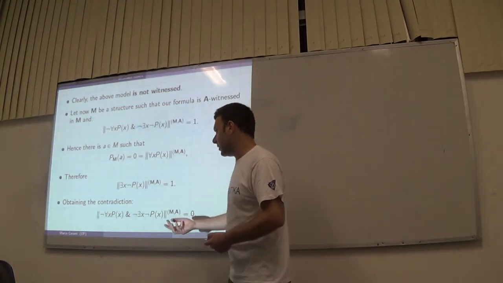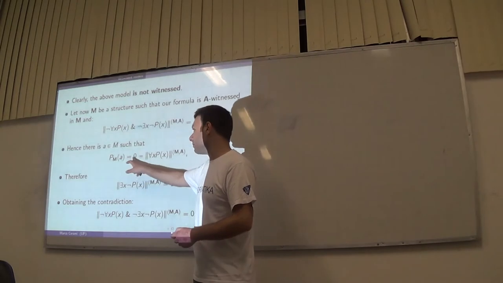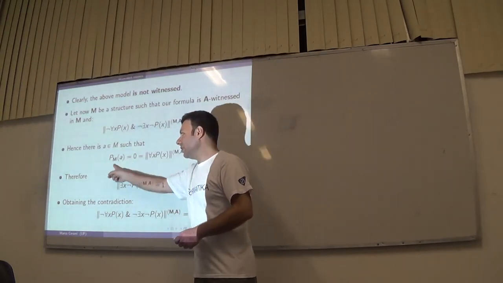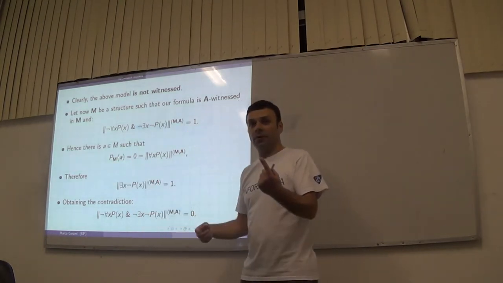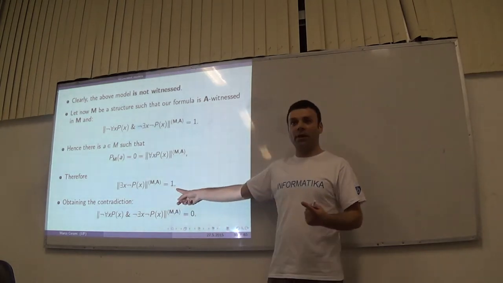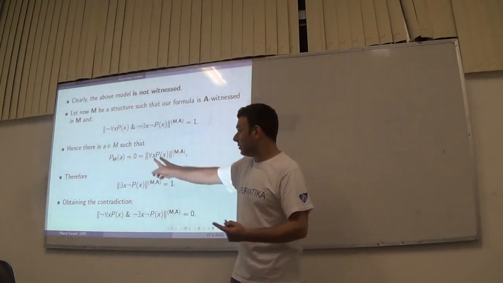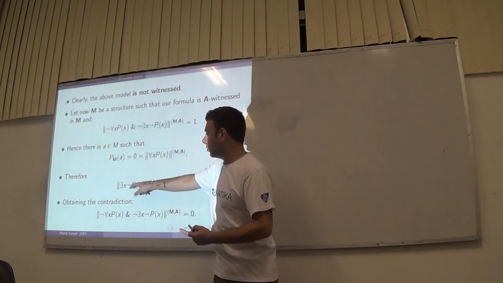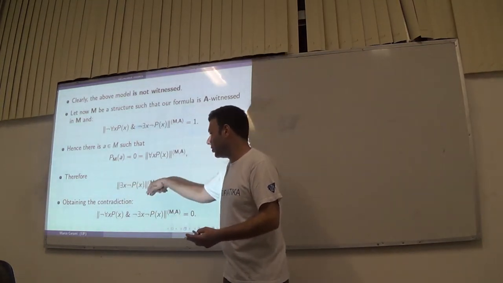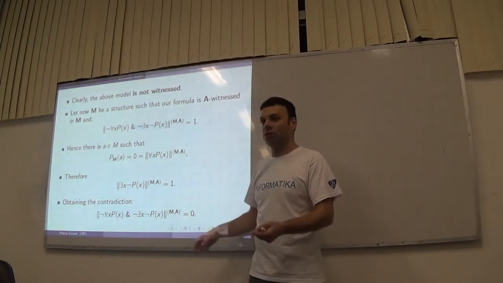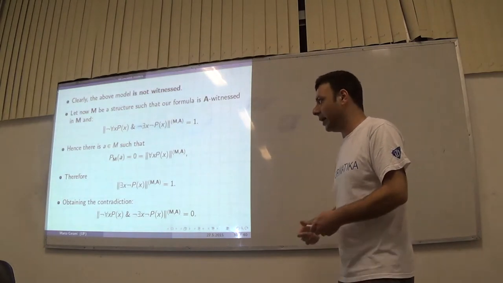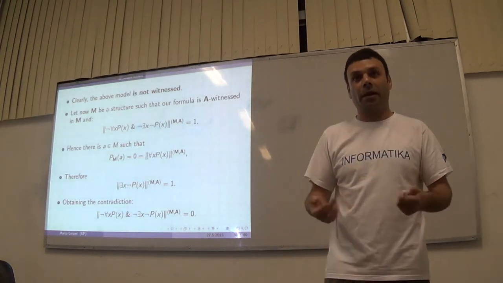Since there is an instance that has value zero, the negation of this instance is one. So the supremum of all the negations has value 1. And the negation of the supremum should have value 0. So we have reached a contradiction: this formula cannot have witnessed models.